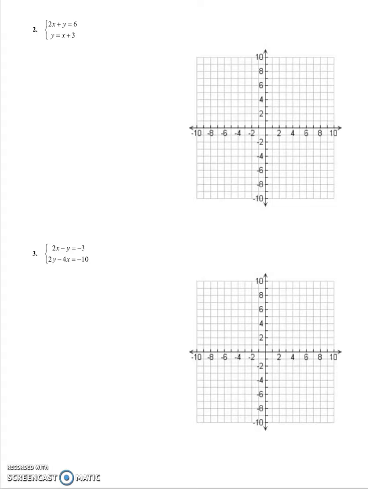Okay, this is the second part of section 4.1. So hopefully you've remembered to try these problems before you started this video. So let's check your answers and see what you got.